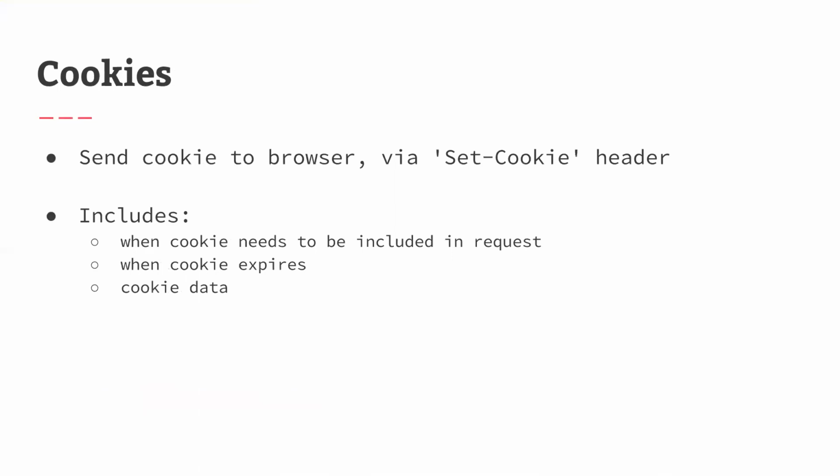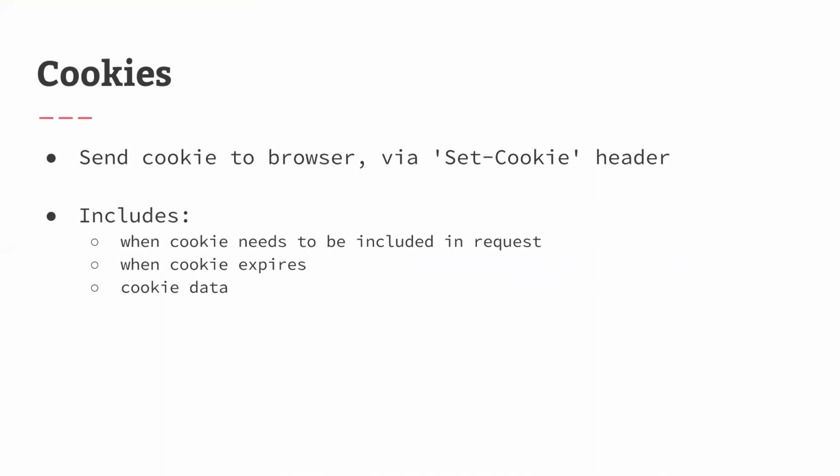The cookies are also sent in the HTTP headers, in the response headers. There's a Set-Cookie header. And the value is going to include when the cookie needs to be included in the request. It's things like: whenever you're sending a request to the server, I want you to send me the cookie. Or it can be whenever you're sending a request to this server at this particular resource, or if the path starts with this, send the cookie.